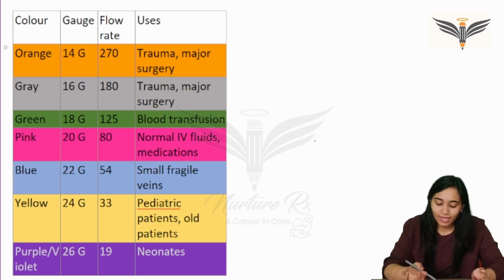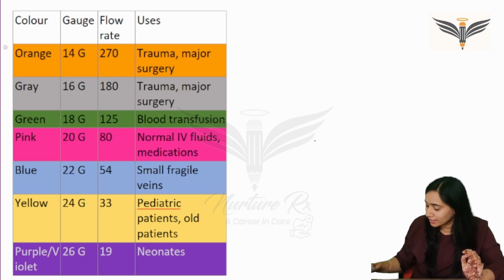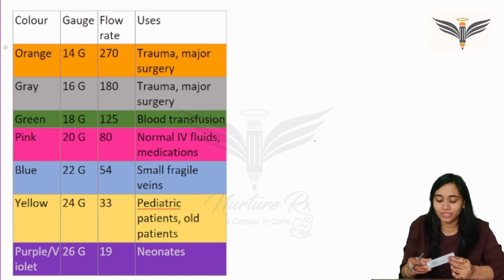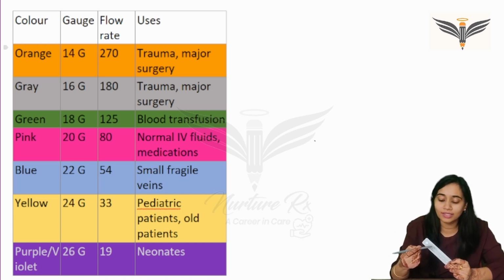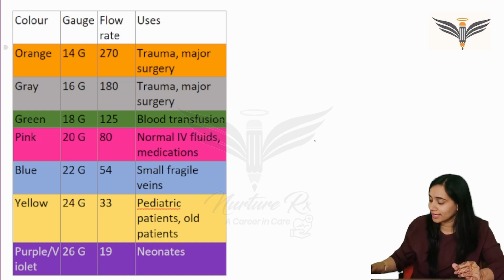So what is it? 14 gauge. Now coming to the second one, it is a 16 gauge. What is the color? The color is gray. So your gray cannula is 16 gauge, and again the use is in trauma and major surgery. This is what your gray color cannula looks like. This cap that we had studied in the previous class, the color of this cap will determine what color is the cannula and what is its gauge, right?